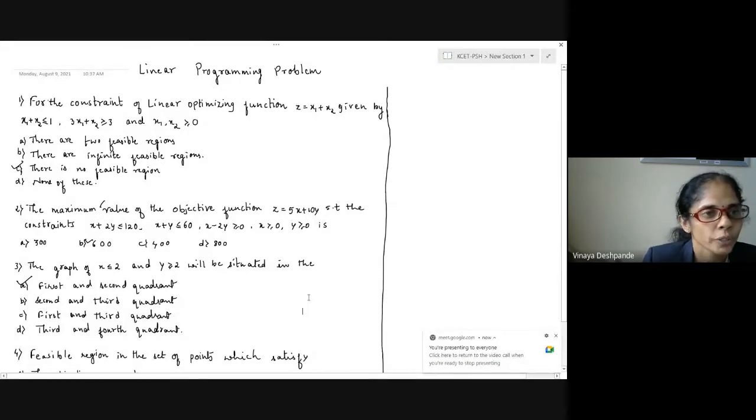Hello students, today we are going to learn some MCQs on linear programming problem. Okay, let us start with the first problem.